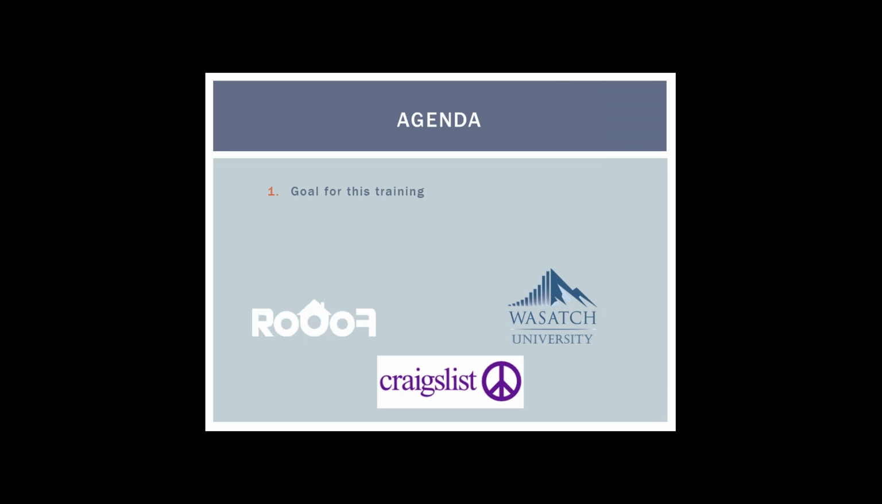Our agenda for this training: first I'm going to talk about the goal for the training, really what I want you to get out of it. Then we are going to compare Roof and Craigslist, just go over the differences. We are going to talk about best practices for improving your ads. That's where we're going to spend most of our time today. And then we'll finish up with the contact information.